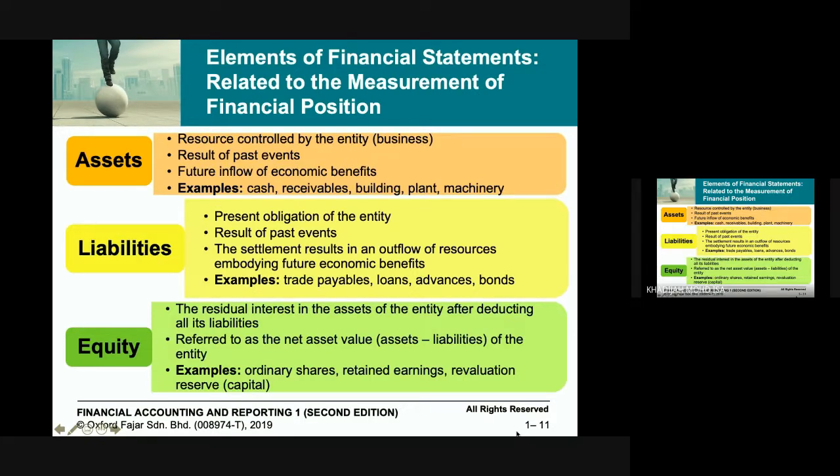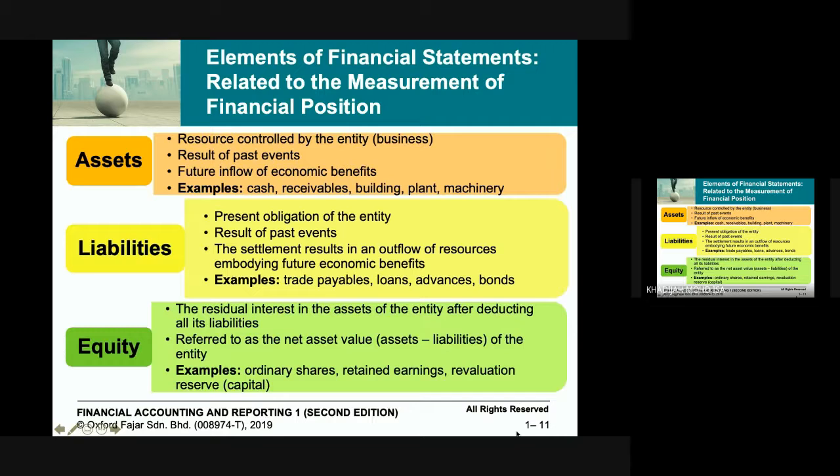What about liabilities? A liability represents an obligation of the entity, a result of past events, and the settlement results in an outflow of resources. If an asset is an inflow, a liability is an outflow, embodying future economic benefits. Examples of liabilities are your trade payables. So you have a business that supplies you with your inventories or your materials most of the time, and you're going to pay them in the future.